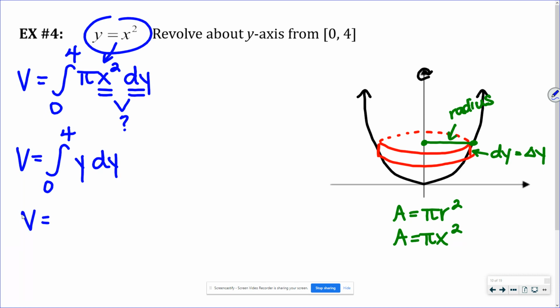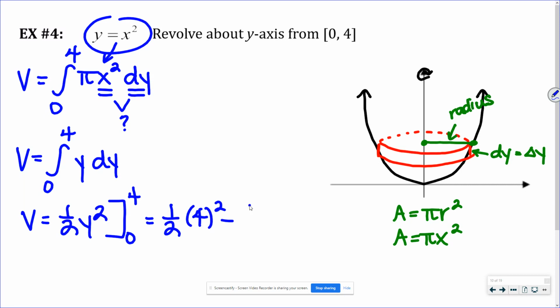From here, I feel like you're pretty good with integrating by now. So we are just doing our normal integration stuff. So 1/2 y squared, plug in 4, plug in 0, and you're done. So it's looking like 8 is going to be our answer. You know what? There was a pi in here. I totally forgot it.